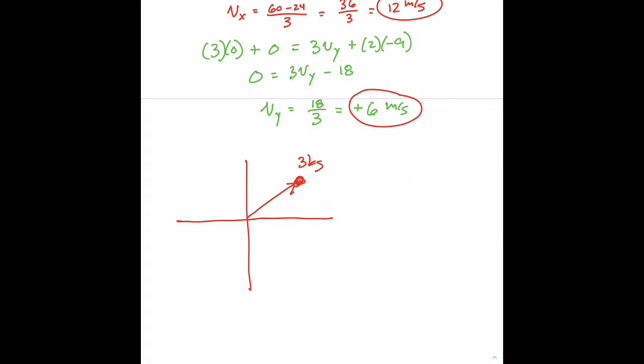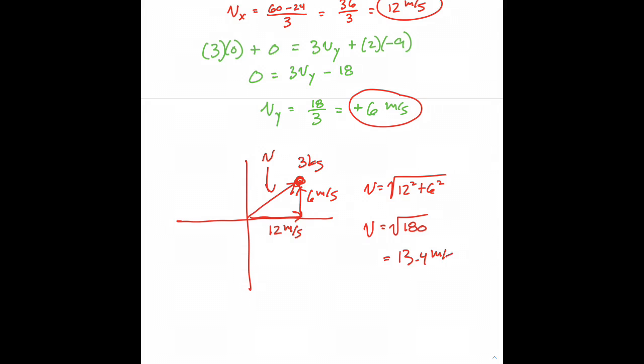Our 3 kilogram object has velocity of 12 meters per second to the right, 6 meters per second upward, and so its total velocity v can be found from the Pythagorean theorem, 12 squared plus 6 squared. In other words, the total speed of the 3 kilogram object is the square root of 180, which equates to about 13.4 meters per second.